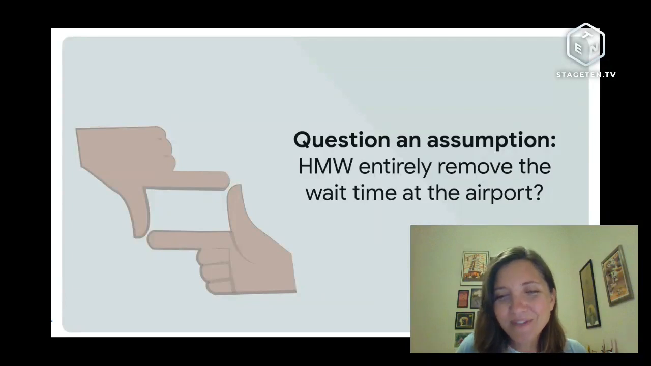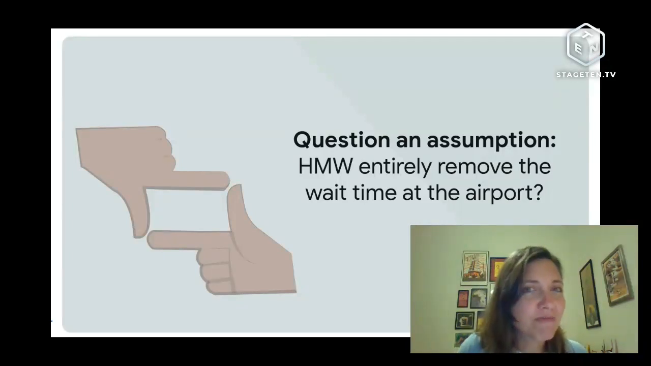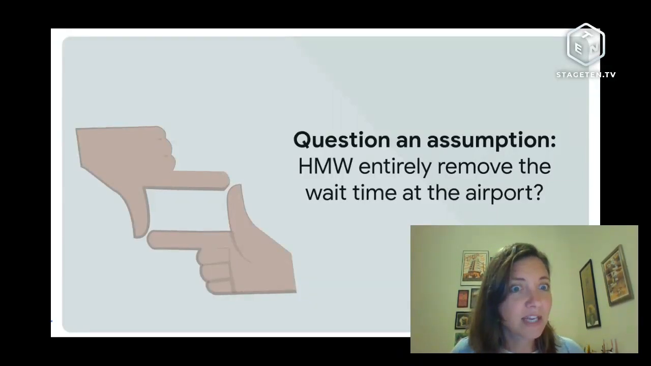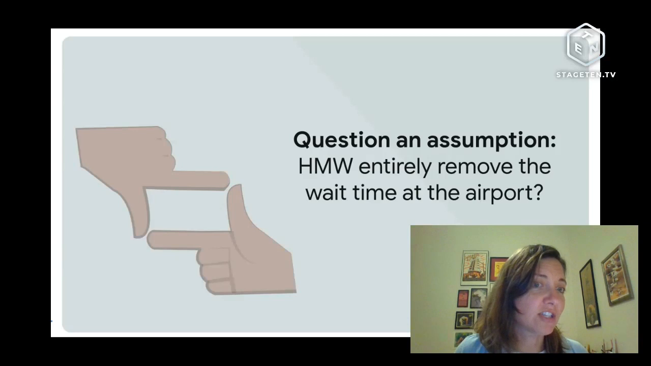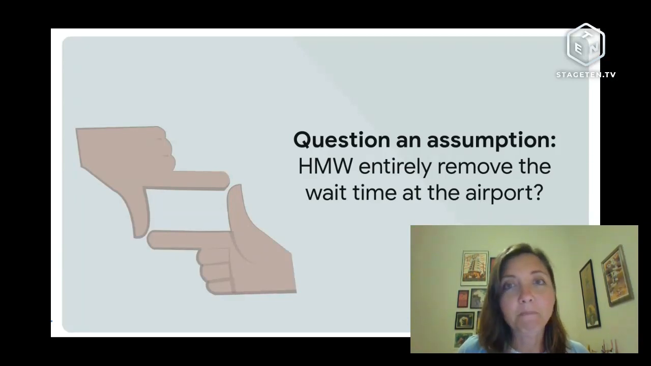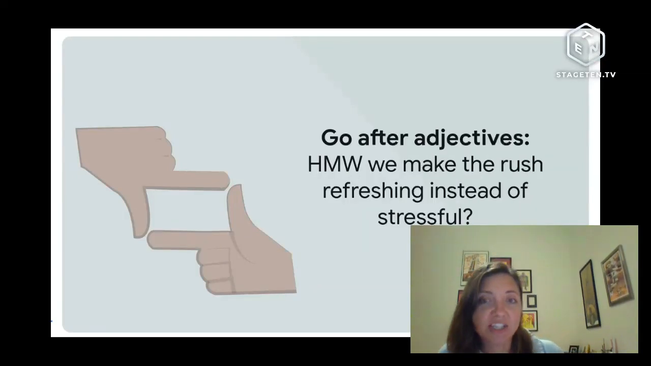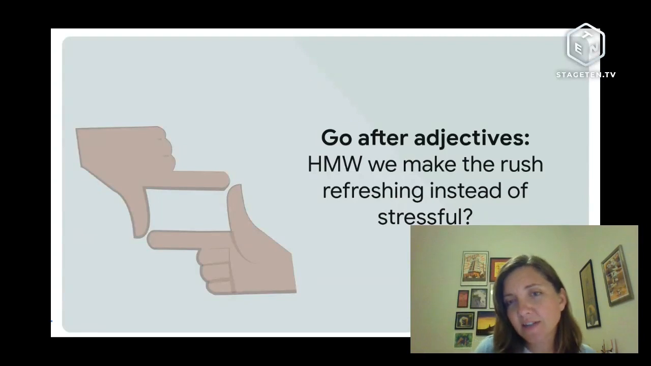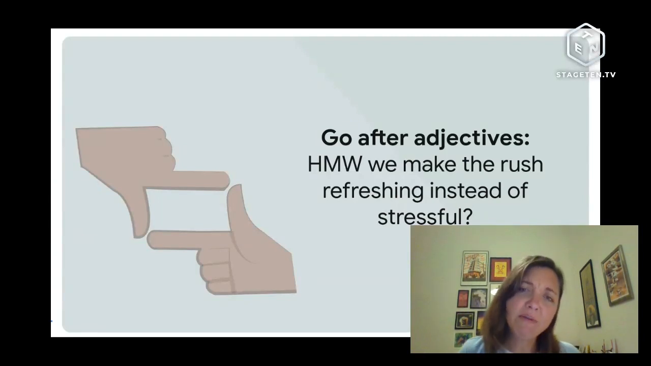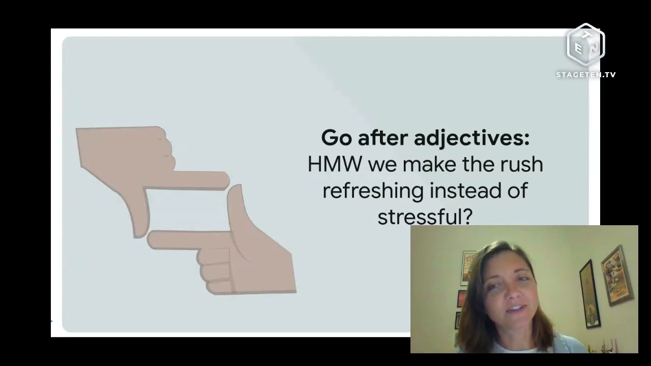So think about what are some assumptions that you've made about your problem or potential solutions that could be related to that problem, and how can you challenge that? How can you question whether or not that needs to be that way? The next way to look at it is to go after adjectives. So in this case, we had adjectives about the rush being stressful. So how can we make that rush refreshing instead of stressful?